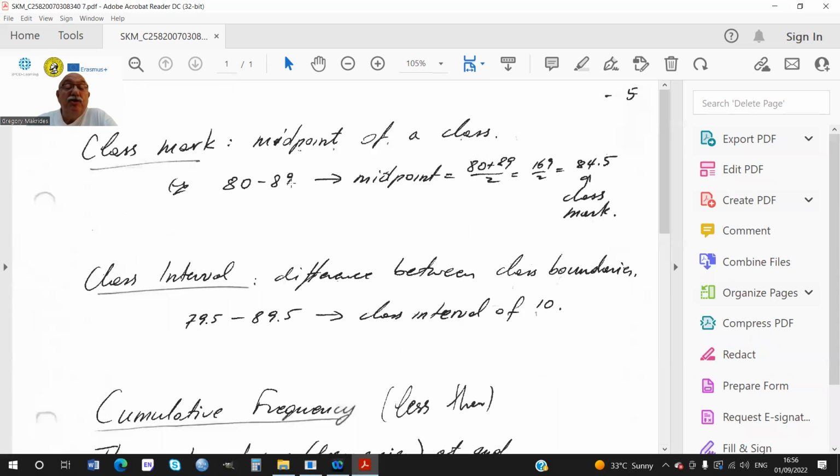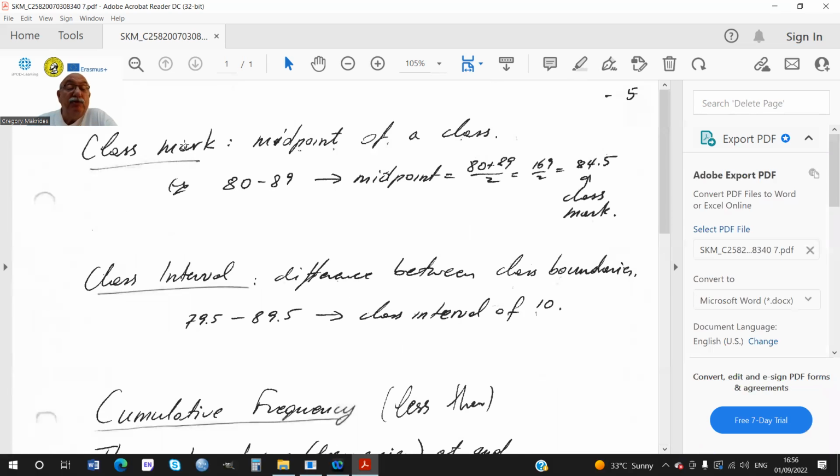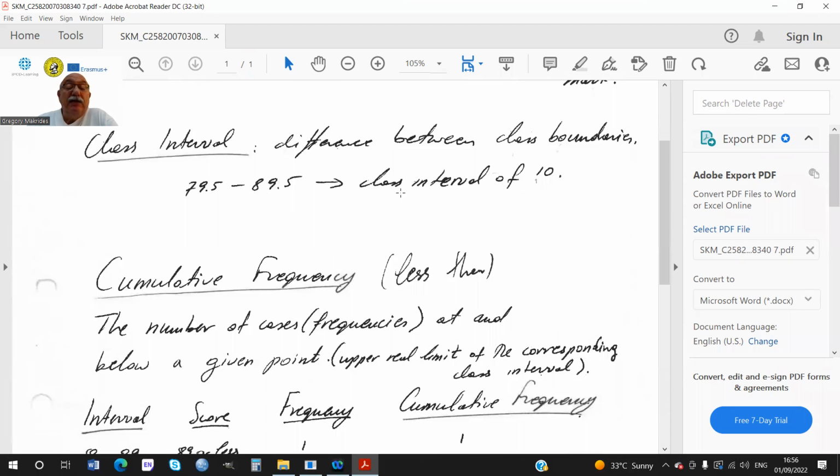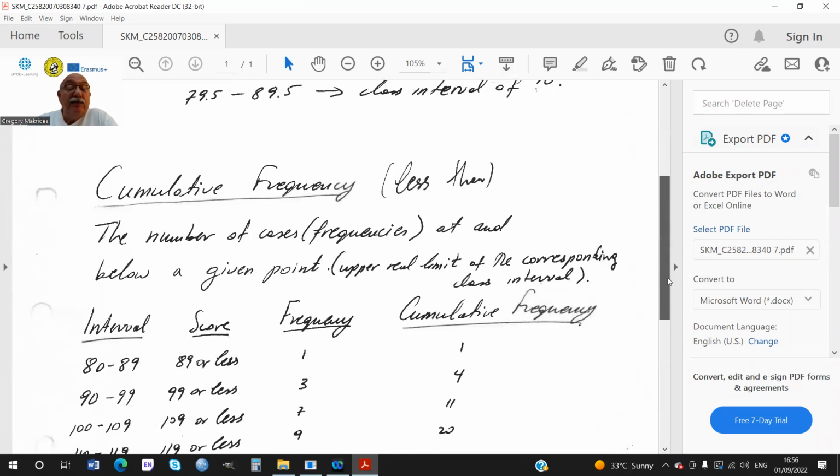As for the class mark, sometimes we want to use one number to represent a whole class. What do we do in this case? We take the average between the 2 class limits, and that's 84.5. So sometimes we can use 84.5 to represent the class. And of course, we already mentioned the length of the class.